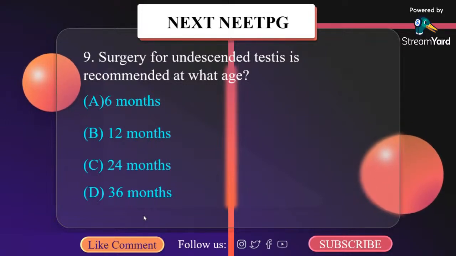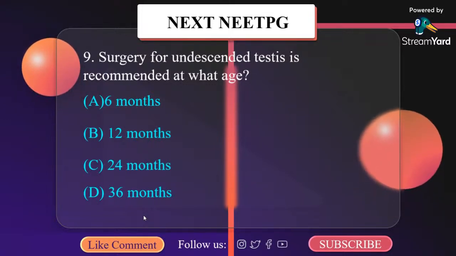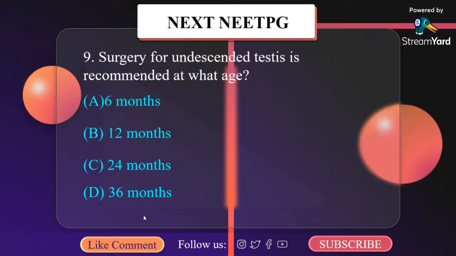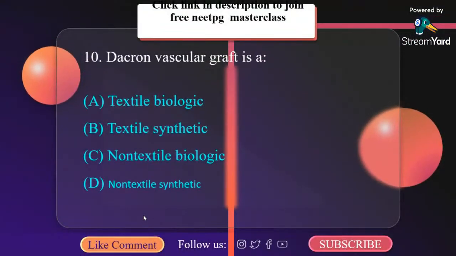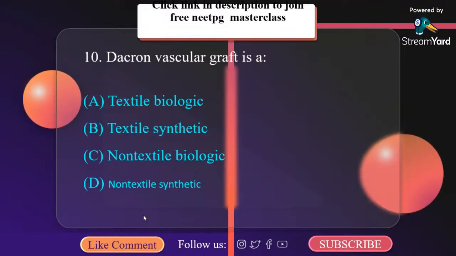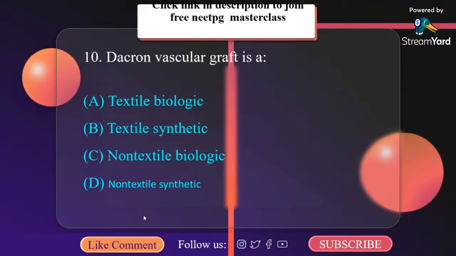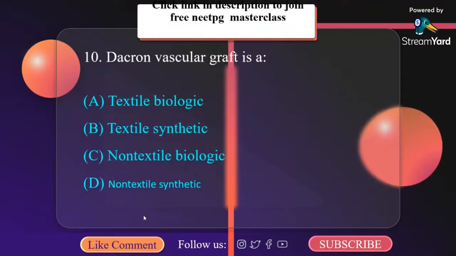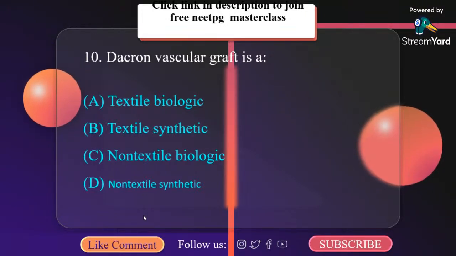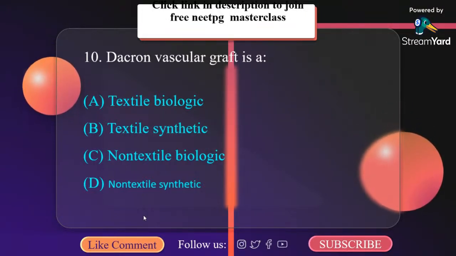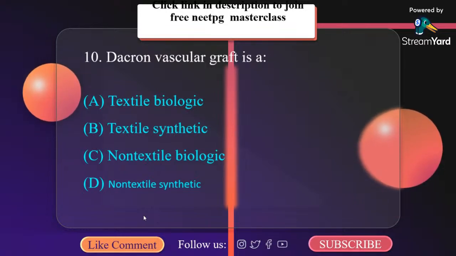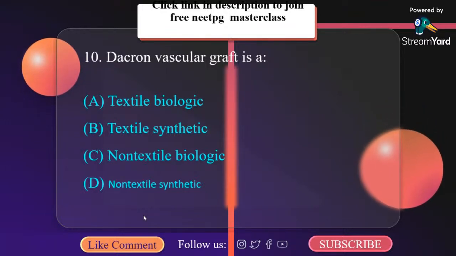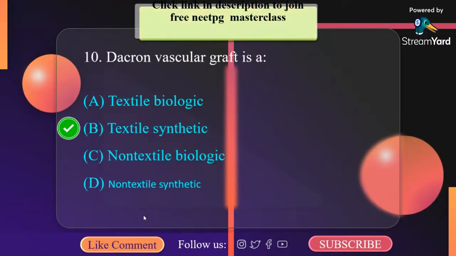Surgery for undescended testis is recommended at what age? It is at 6 months. Dacron vascular graft is A. Textile biologic, B. Textile synthetic, C. Non-textile biologic, D. Non-textile synthetic. Correct answer here is textile synthetic.